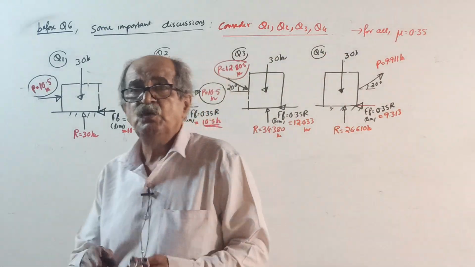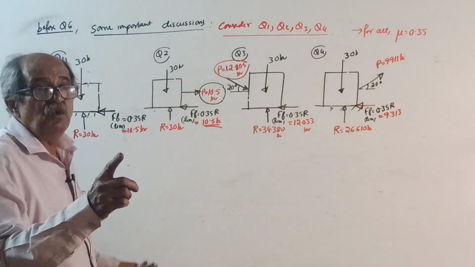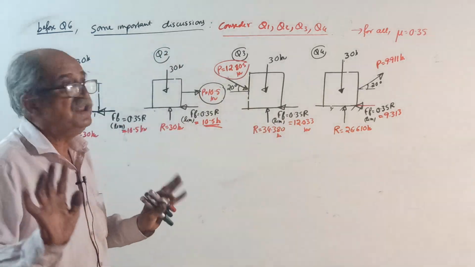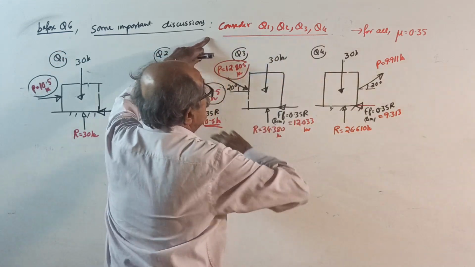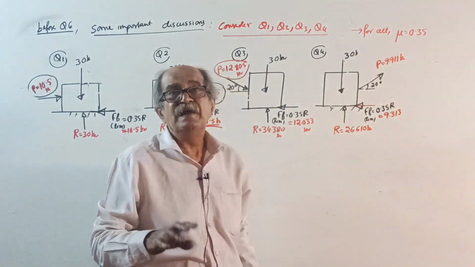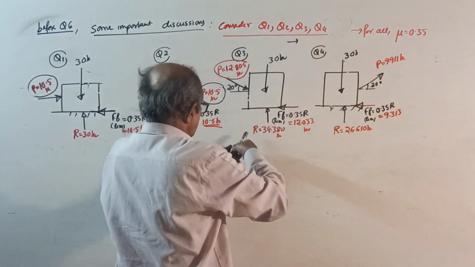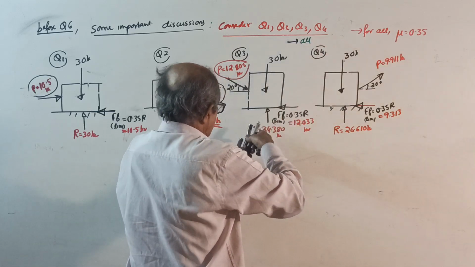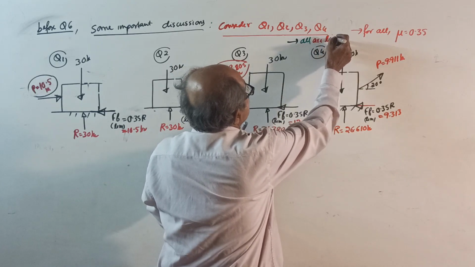Okay. Now, next is question number 6. But before question 6, some important discussions for those who are serious. Consider question 1, question 2, question 3, question 4. For all, mu equal to 0.35, and all of them are limiting cases. Right here, all of them are limiting cases. Other than that, nothing to worry about.